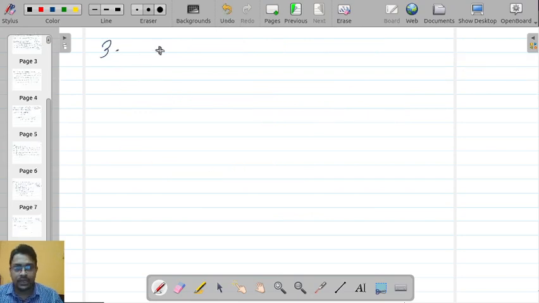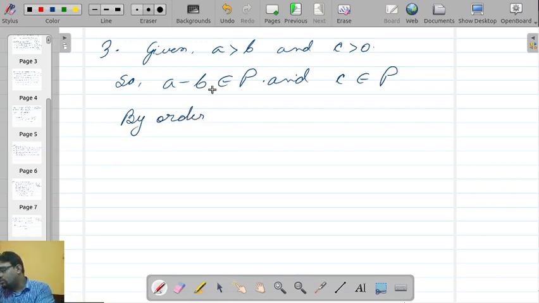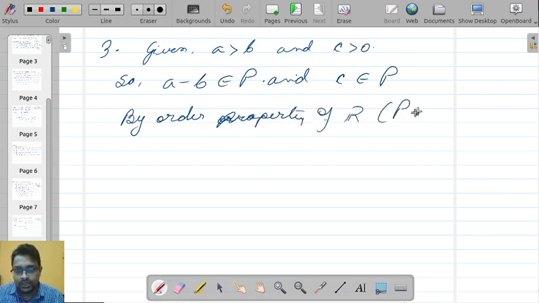Number 3: I have to show that, given A greater than B and C greater than 0, what we have is A minus B is an element in P, and C greater than 0 means C is an element in P. And by the order property of R, we are using the second order property now, that P is closed under multiplication.